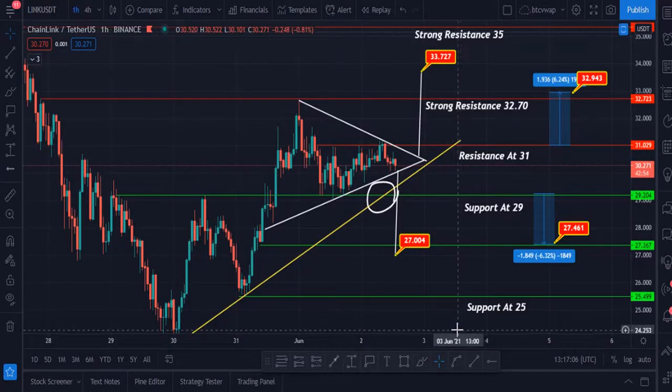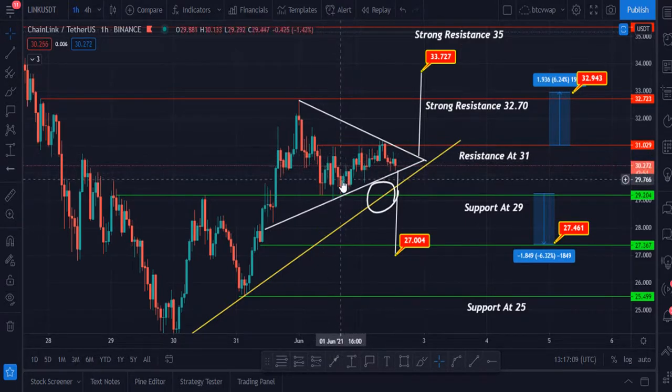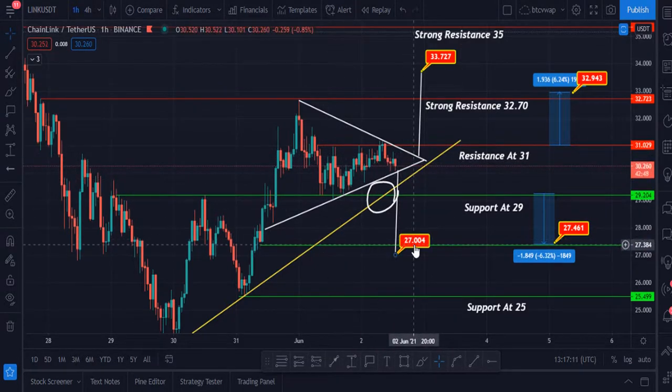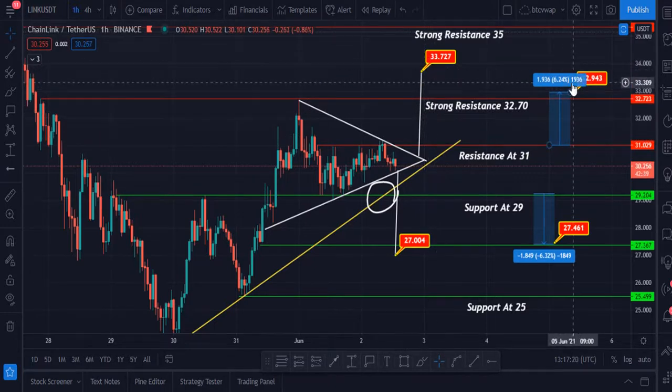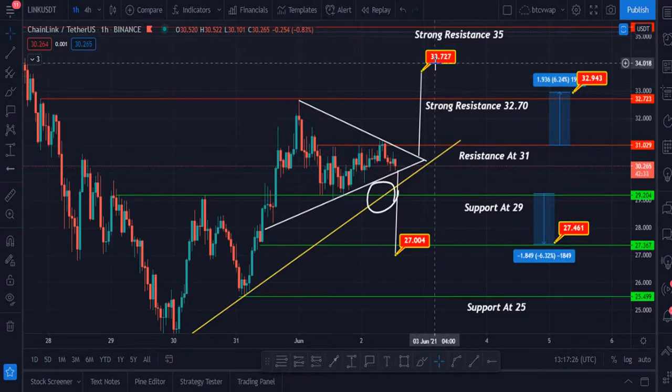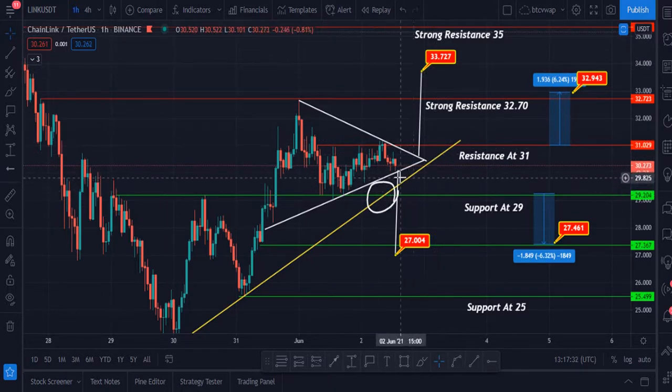My last words are that if Chainlink breaks this pattern towards downside, in that case, our target will be $27. And if Chainlink breaks this pattern towards upside, in that case, our targets will be $32, $32.94, and $33.70, maybe $34. These are the targets. But we have to focus on these areas, $30 and $29. If Chainlink holds these areas, in that case, it will go to hit my targets. Otherwise, it will go to hit my bearish targets.